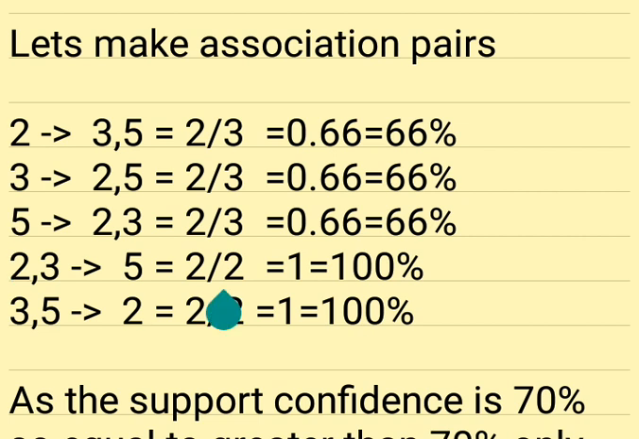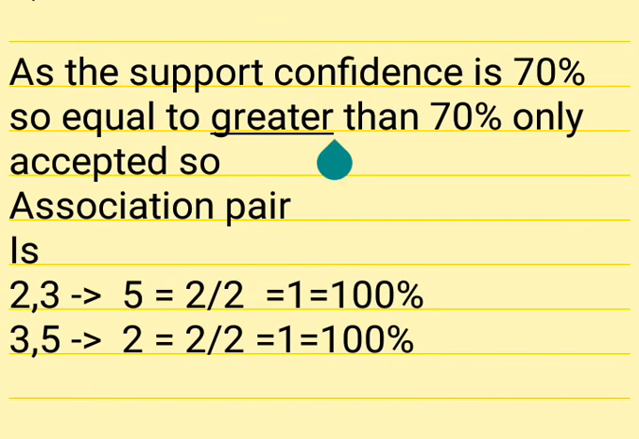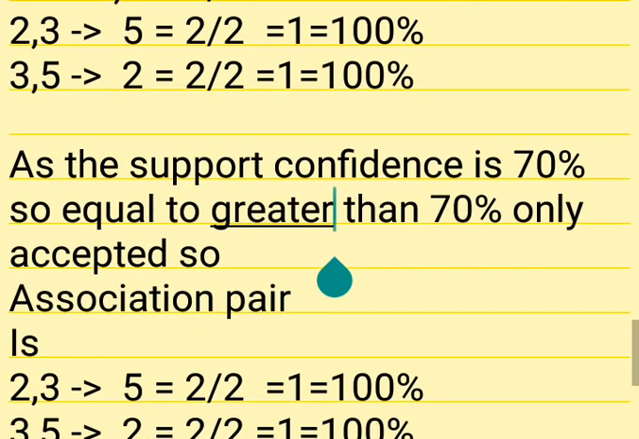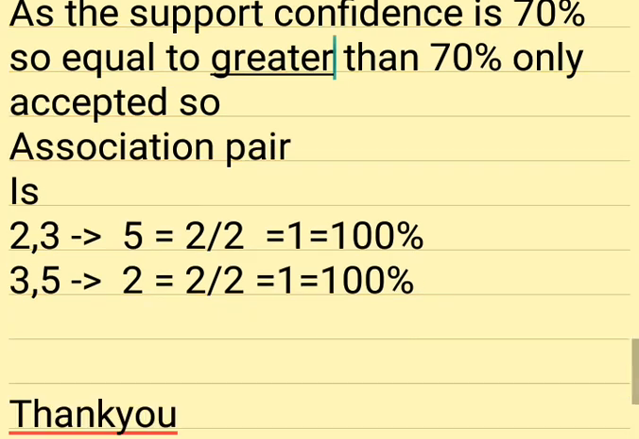After solving, we will get fractions. Convert them into percentages just by looking at them. If it is 2 by 3, it is 66%. If it is 1, then it will be 100%. Try to do that percentage. After converting to percentage, as the confidence given is 70%, only values greater than or equal to 70% are accepted. So the accepted rules are 2 3 to 5 with 2 by 2, 100%, and 3 5 to 2 with 2 by 2, 100%.